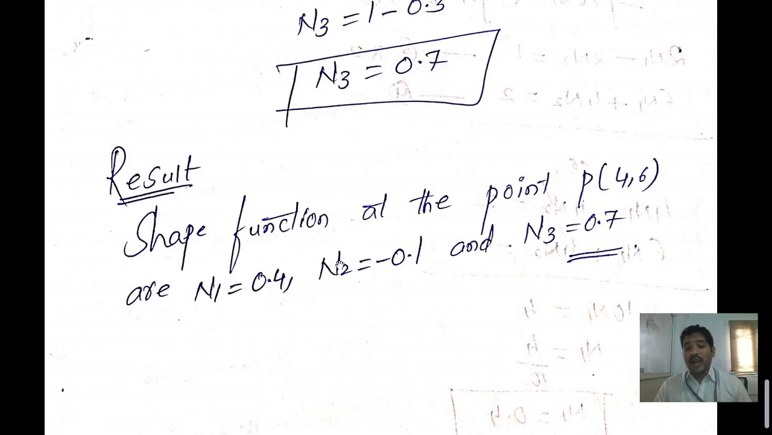The shape function at the point P 4 comma 6: n1 shape function, how much did we get? 0.4, and n2 is minus 0.1, and n3 shape function is 0.7. So in this case, what we needed to find out? We needed to find out the shape functions n1, n2, n3. We solved this problem. I hope no one has any doubt regarding this problem.